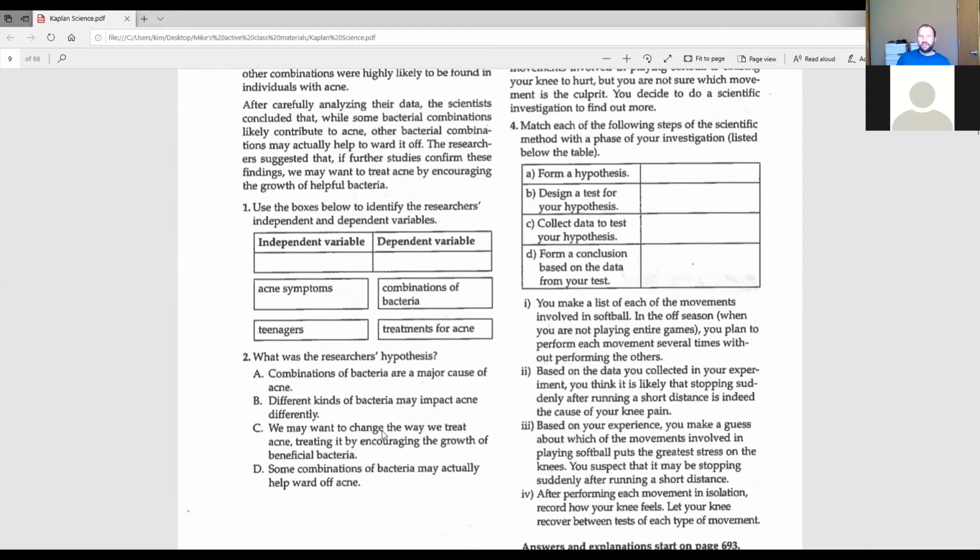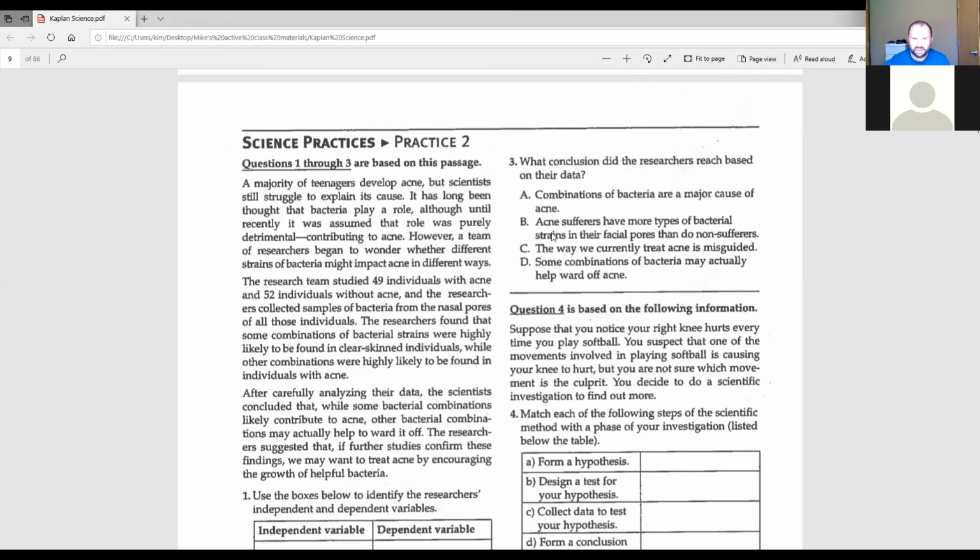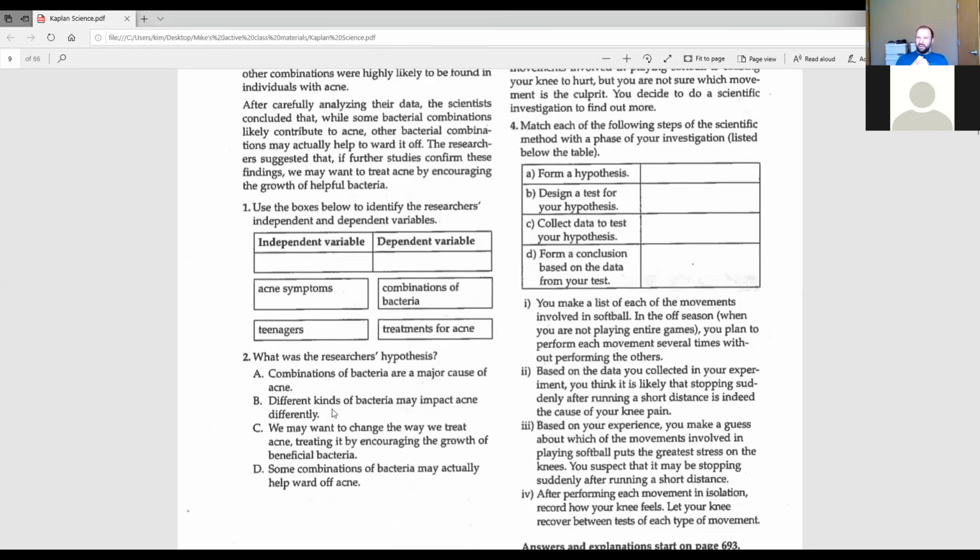So if I was answering number 2, the first thing I'd probably throw out would be C. We may want to change the way we treat acne, treating it by encouraging the growth of beneficial bacteria. Okay. So the reason that C is wrong is because it seems to be something that would be stated after the fact. In other words, something that the researchers might come to after their experiment is over, the realization that they come to. Hypotheses happen before the experiment. So C isn't something that they were necessarily guessing would be the answer to the question. That's more of an afterwards.